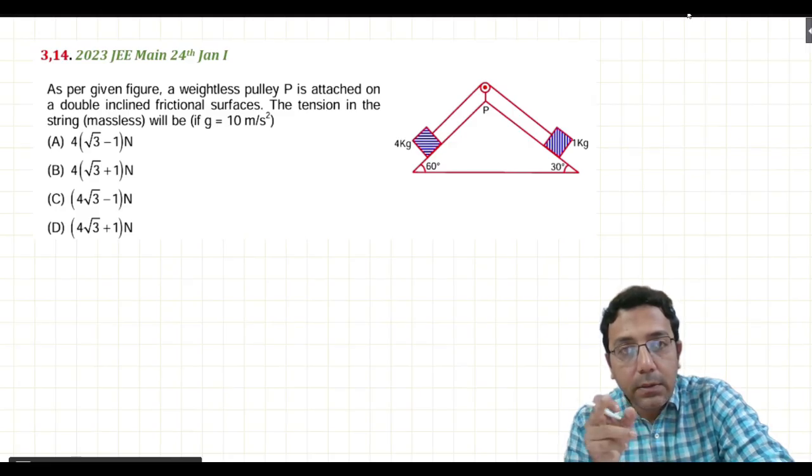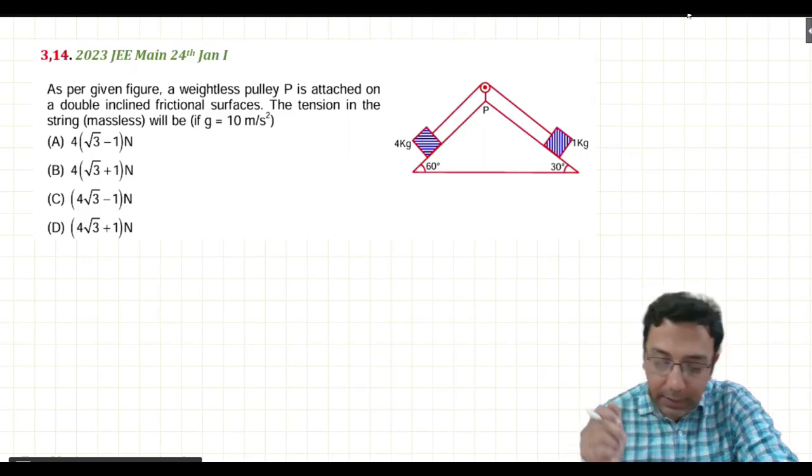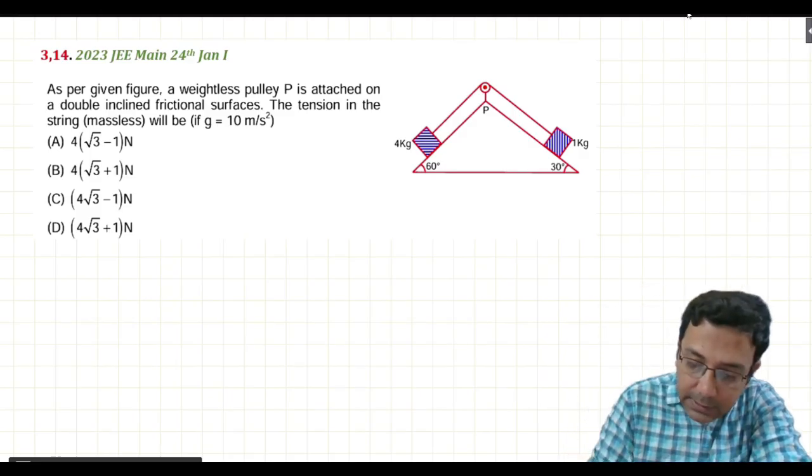There is a small check here. It is just a typing error. Double inclined, it will be a frictionless surface. Otherwise, mu should have been given. So please make a correction here. This one is not frictional. This is frictionless.